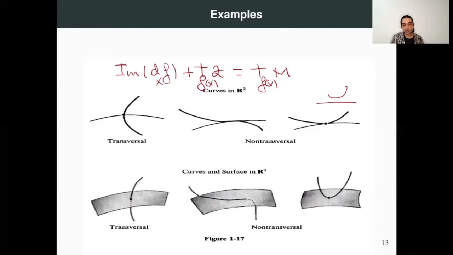What we can control is the intersections of submanifolds when there is transversality. But if there is no transversality, it's quite difficult to know what happens.